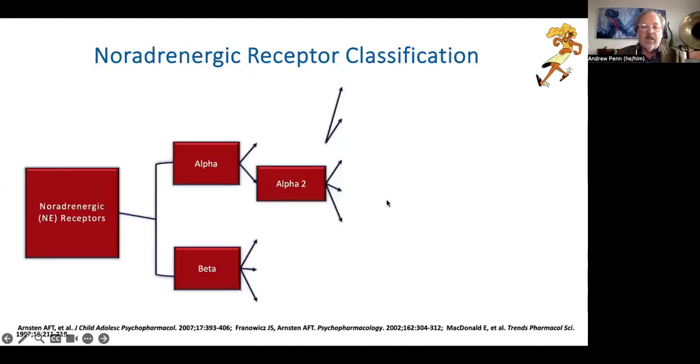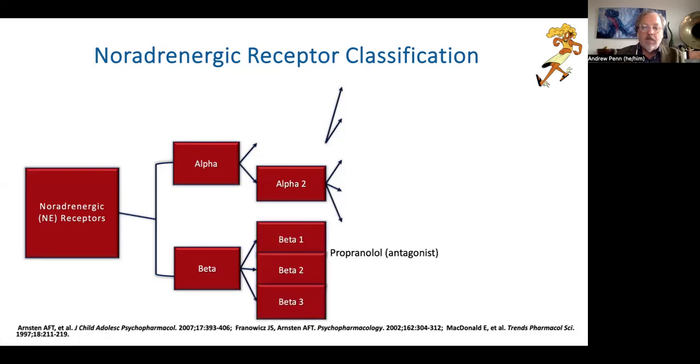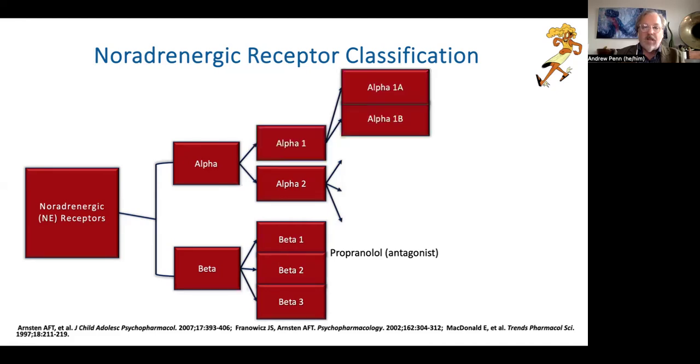So let's take a look at these different receptors. We've got these two families, alpha and beta. We've got the beta, things like propranolol, a beta 1 receptor antagonist. We've got alpha, which is broken up into two subcategories, alpha 1A and 1B. A 1A antagonist would be prazosin or doxazosin, something that we use in the treatment of nightmares in PTSD.